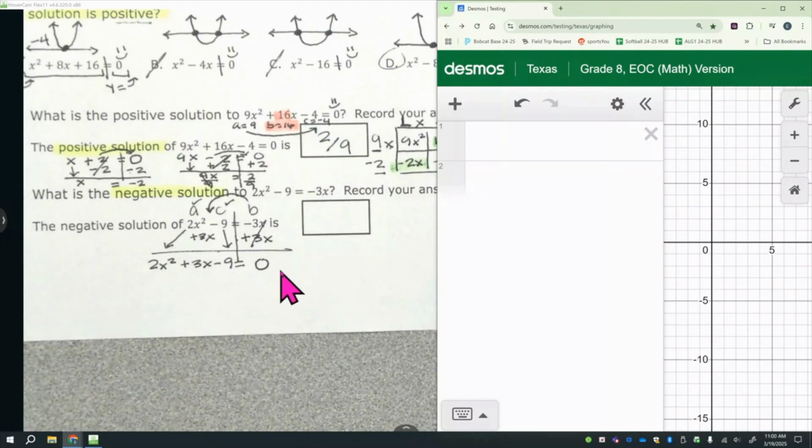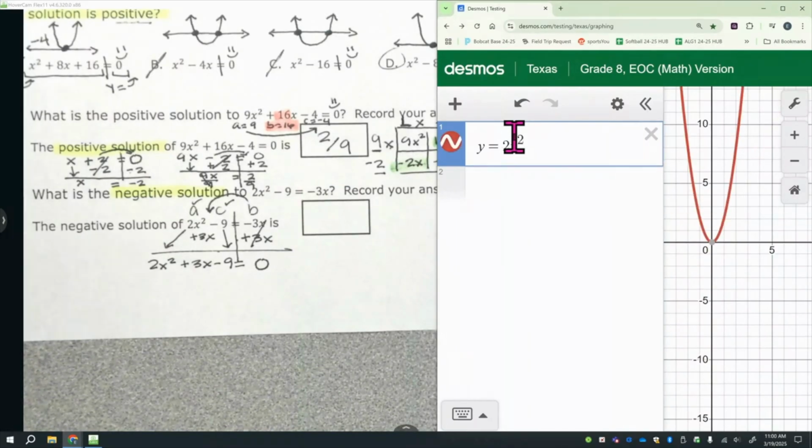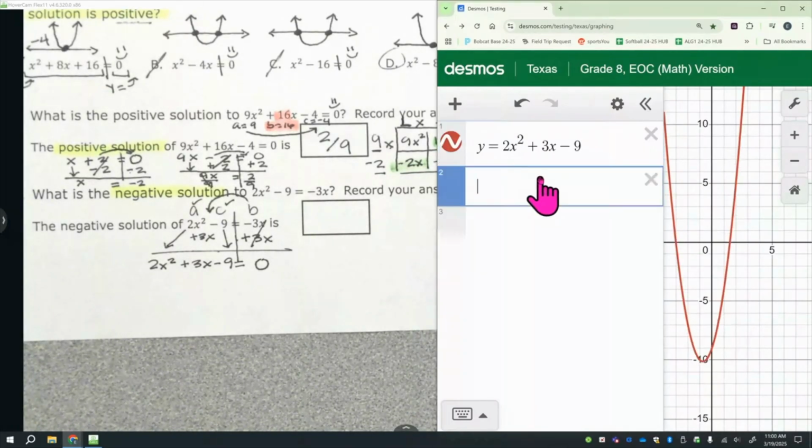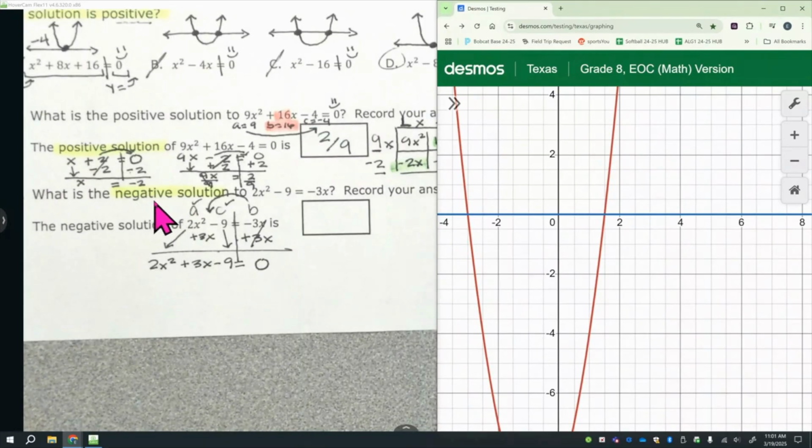And like I said, we're going to check to see if the shortcut way will work to save us time. So y equals 2x squared plus 3x minus 9. So there's my parabola. And now we're going to type in the other half, y equals 0. Here's my graph. We're looking for the negative solution, so let's click where they cross. Crosses here, and it crosses here. So again, we're looking for that negative, and it does cross at a pretty number, negative 3.